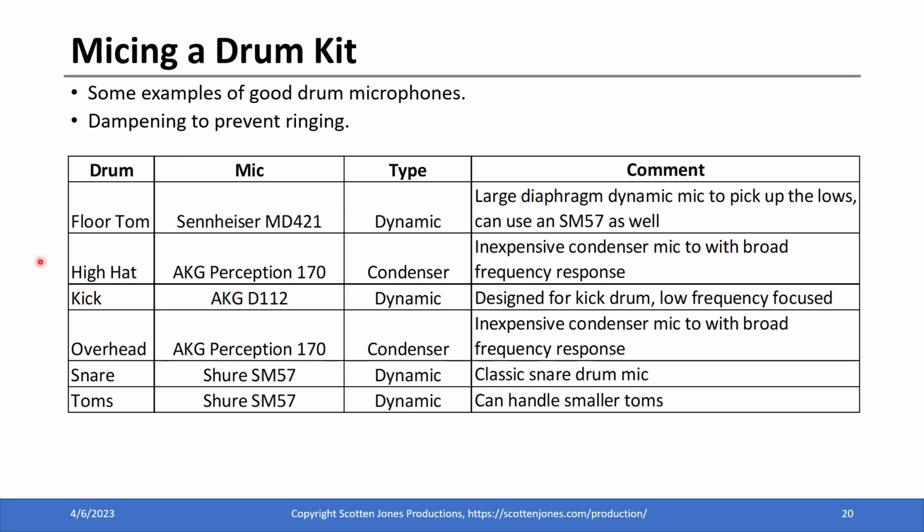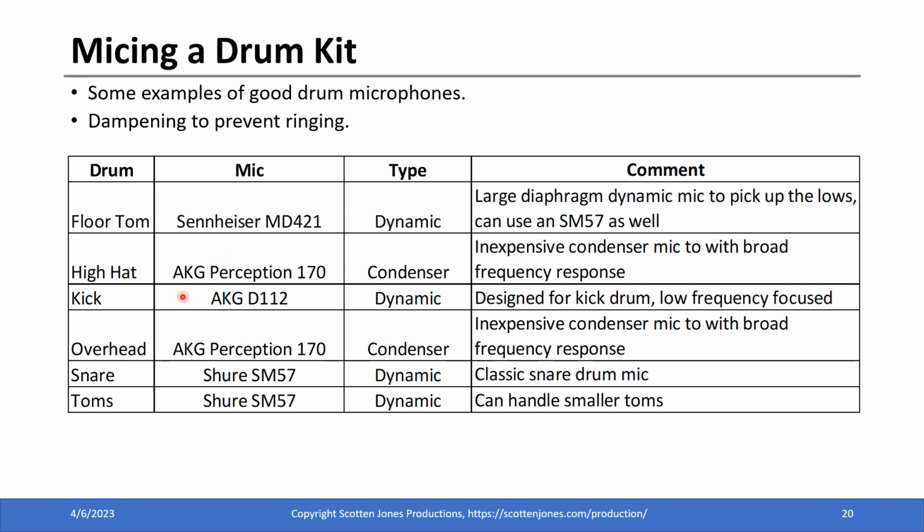For the hi-hat and the overhead mic position, you're going to want to use a condenser mic. This AKG Perception 170 is a cardioid pattern condenser mic that has good frequency response out to like 20,000 hertz and works very well on the hi-hat, works very well overhead where you're using the microphone to pick up the cymbals.